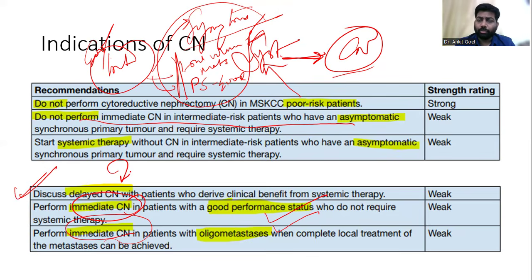We should know how we manage which patients you offer cytoreductive nephrectomy and which patients you offer systemic therapy. Why has systemic therapy become so important? Why are we offering a systemic therapy before a cytoreductive nephrectomy in so many patients? What is the reason behind it? We'll come to the evidence for it.